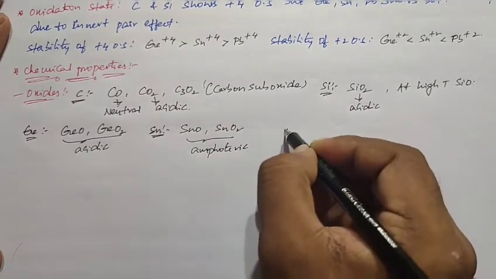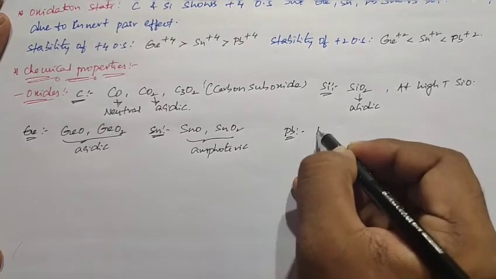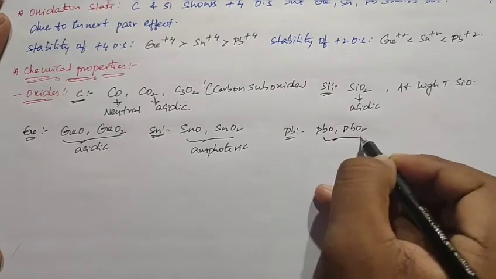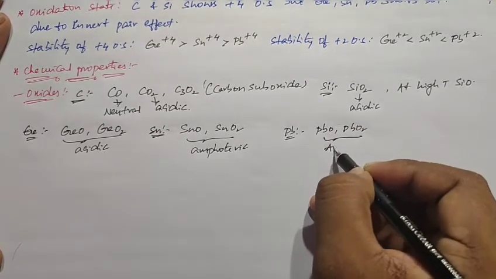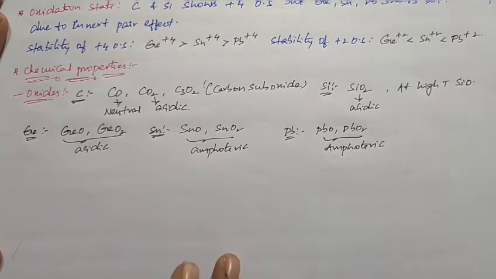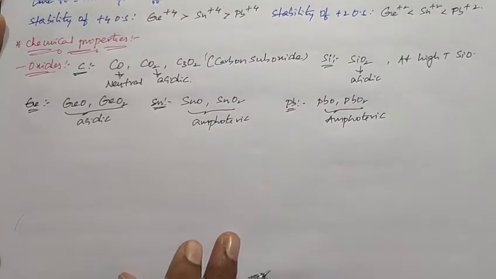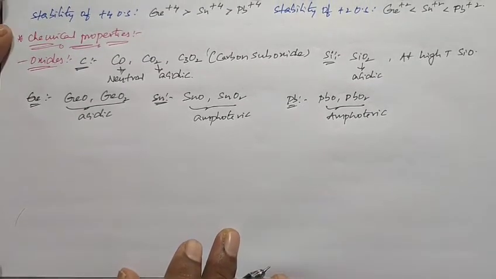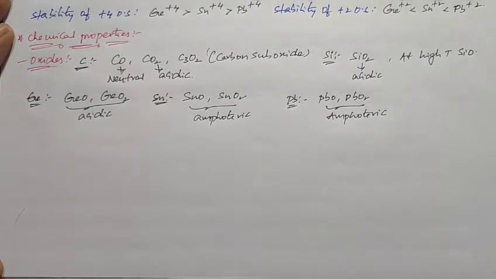And next is lead. Lead also can form 2 types of oxide, PbO and PbO2. Both are amphoteric in nature, or slightly basic. So this is about the oxides. And next is reaction with water.